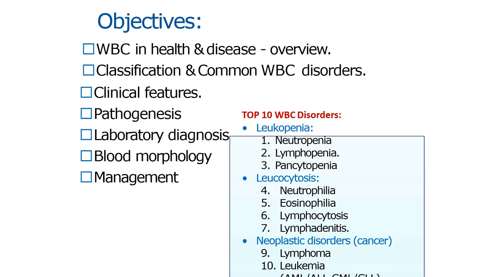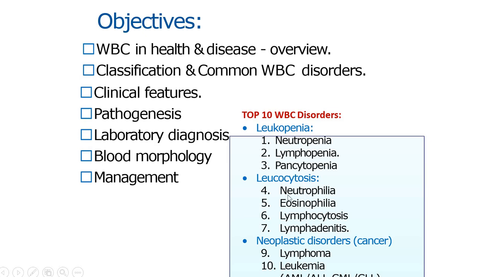And if each of the cells, for example neutrophils, is low, it is called neutropenia, and so on. Pancytopenia is a condition in which everything goes down, that is, the RBCs, the WBCs, and the platelets. So all three lineages of the blood cellular elements go down. Leukocytosis is a condition where the counts are increased.